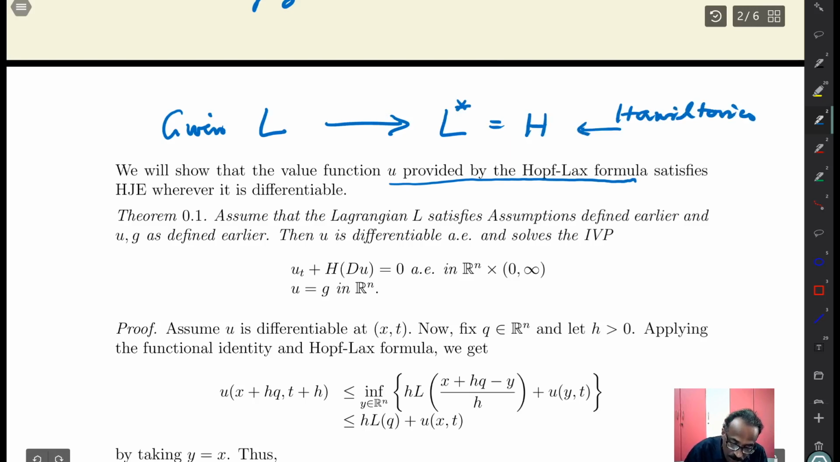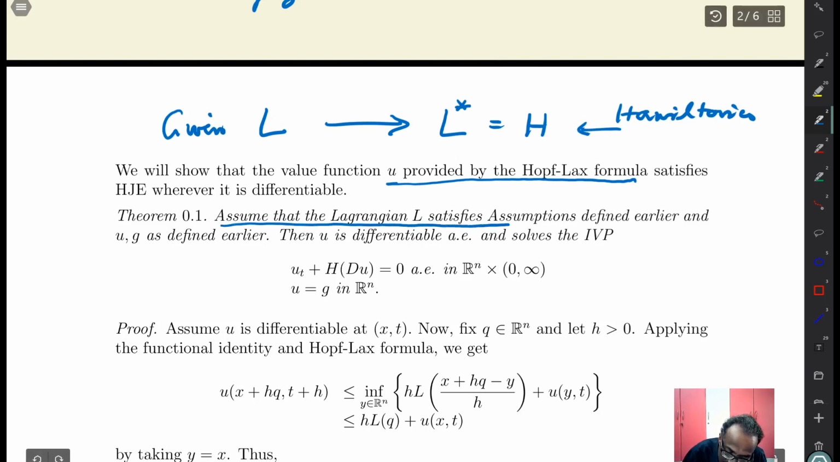And using that, you define U via Hopf-Lax formula. And then you also prove that it is Lipschitz. Okay, and Lipschitz by the Rademacher theorem, once U is Lipschitz, it is differentiable almost everywhere. So that is what you are exactly assuming.